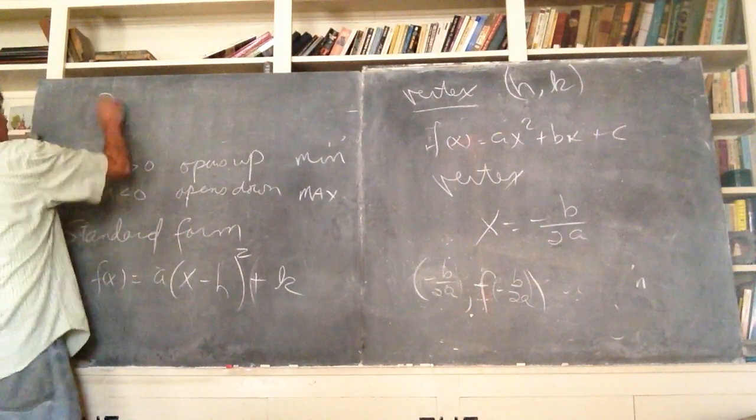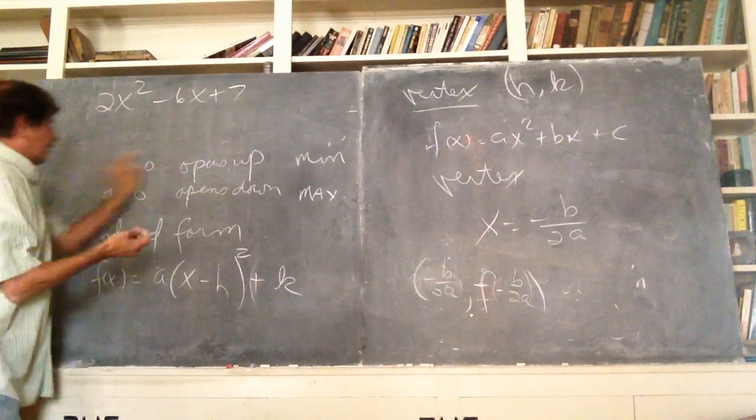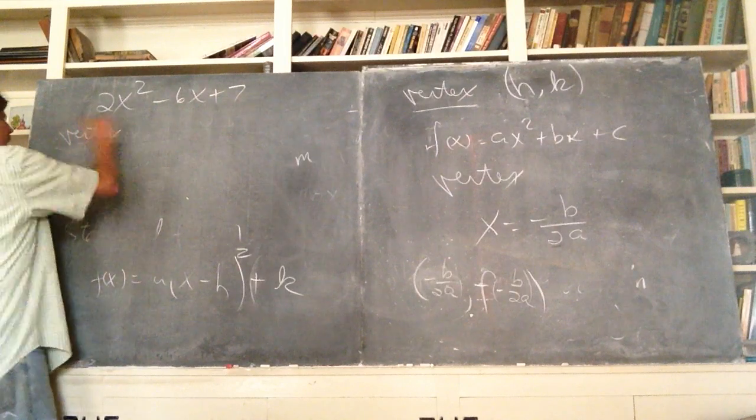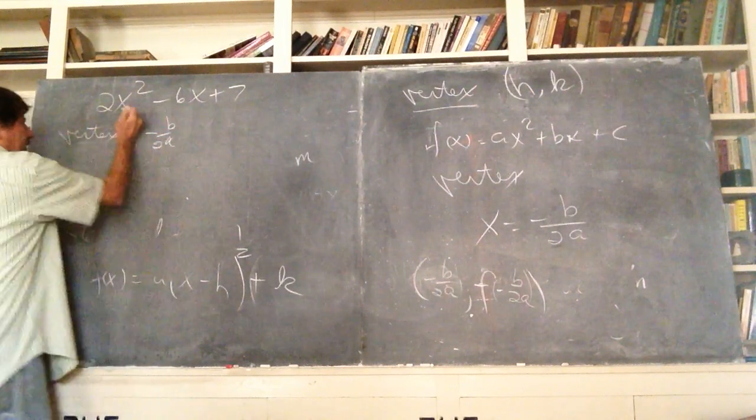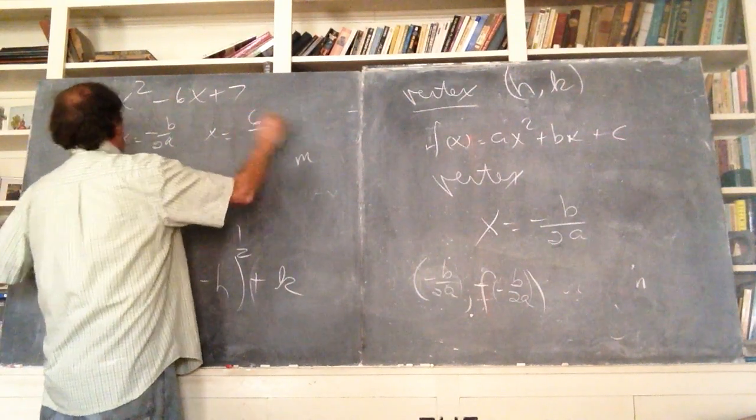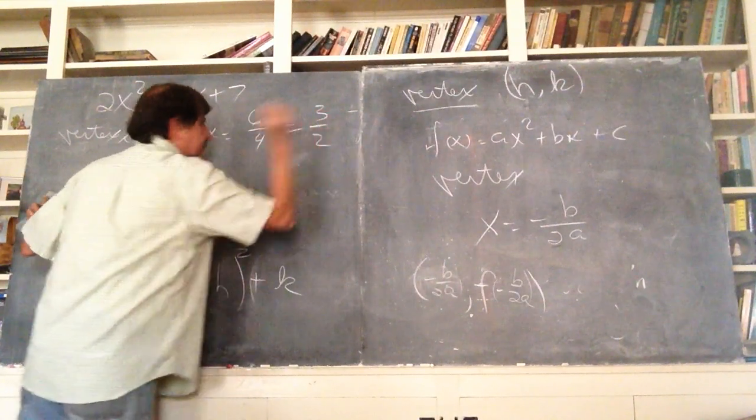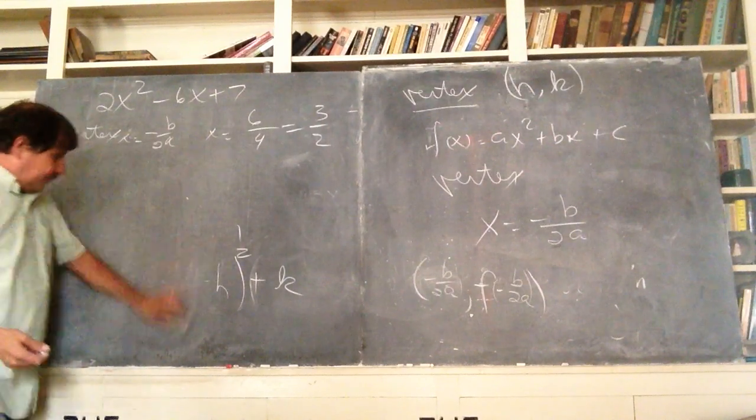For example, find the vertex. Determine the vertex. The vertex is at the point opposite of b over 2a. That's what x is. And so x is opposite of b over 2 times a, 6/4 or 3/2. So that's the x value of the vertex.